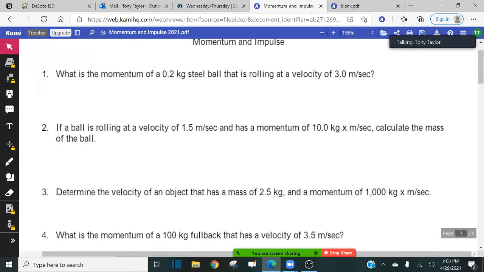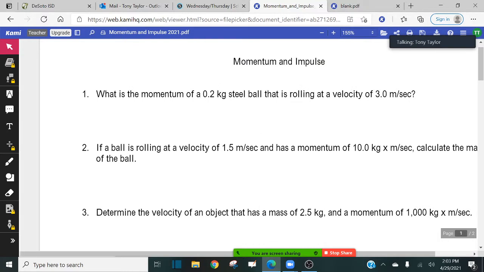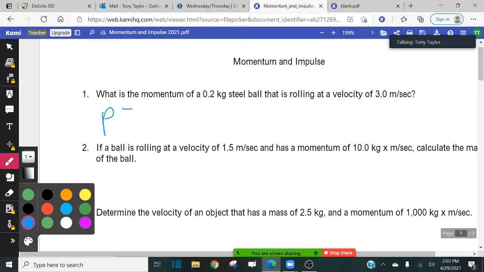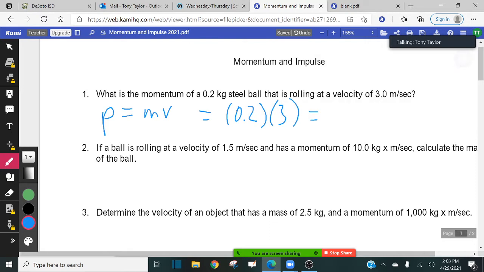Let's look at this first question right here. Again, this is going to start off pretty easy. This first question says, what is the momentum of a 0.2 kilogram steel ball that is rolling at a velocity of 3 meters per second? Super easy. You guys know that momentum is equal to mass times velocity. So if the mass is 0.2 kilograms and the velocity is 3 meters per second, then 0.2 times 3 gives me 0.6 kilogram meters per second. So that's super easy.